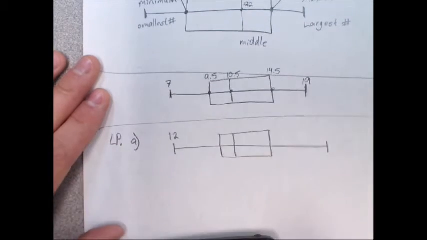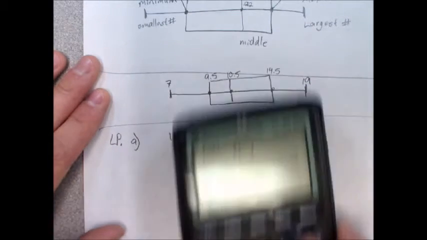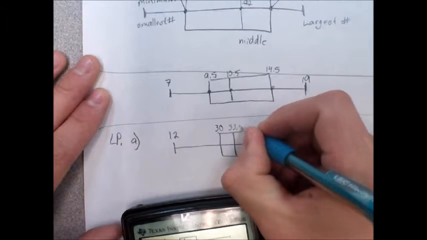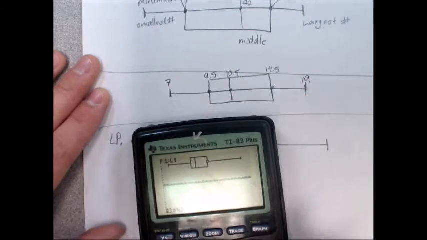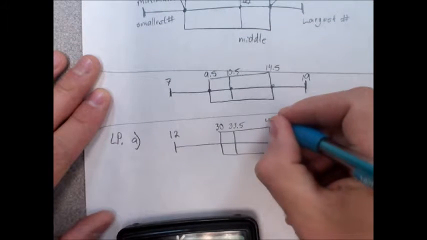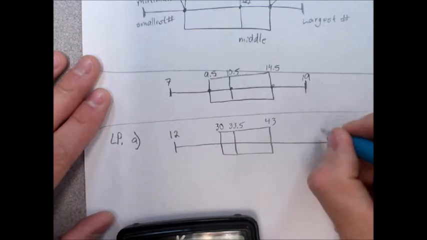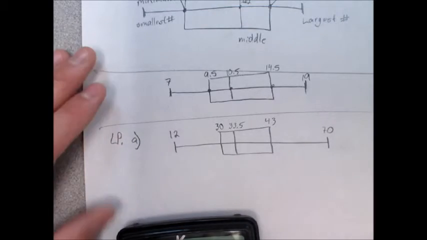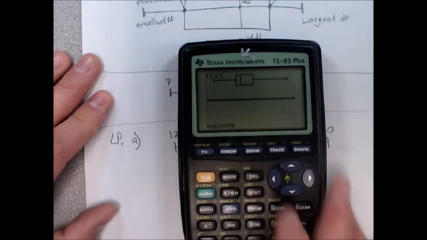My quartile 1 was 30. My median was 33.5. And my quartile 3 was 43. And my maximum was 70. So I copy down everything from that chart that I should get from pressing trace. Okay, we've got to know how to do this.